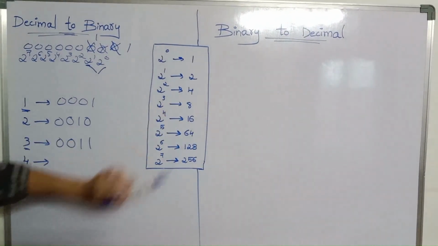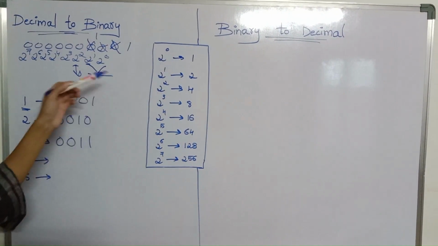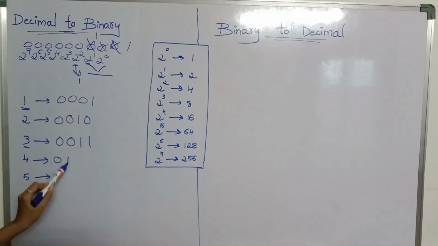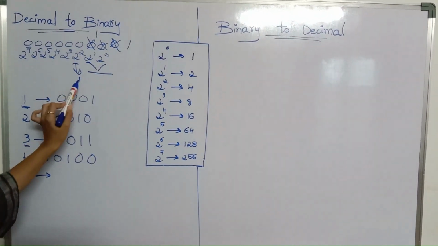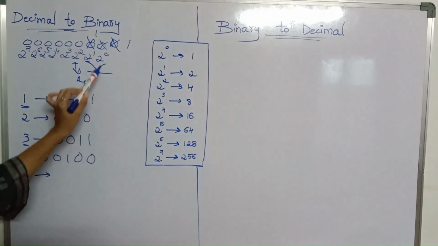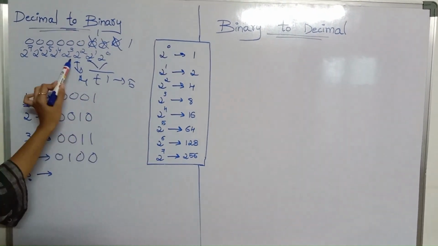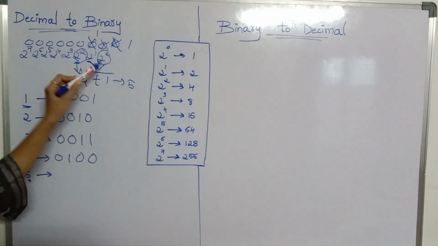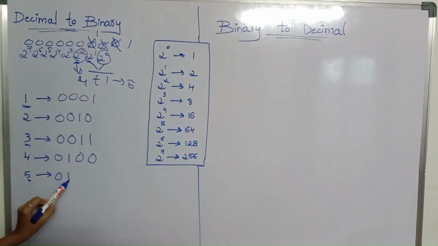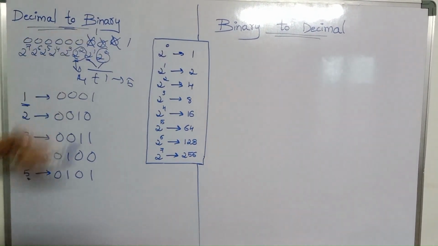For 4, 2 square is 4. Here we'll be replacing 0 with 1. Remaining all are zeros. It is 0100. For 5, 2 square is 4. 2 power 0 is 1. 4 plus 1 gives 5. So 2 square and 2 power 0 are 1. Remaining all are zeros. It is 0101. That is the decimal to binary conversion.